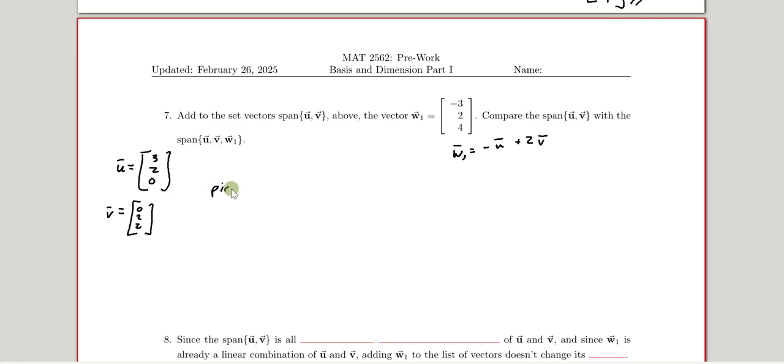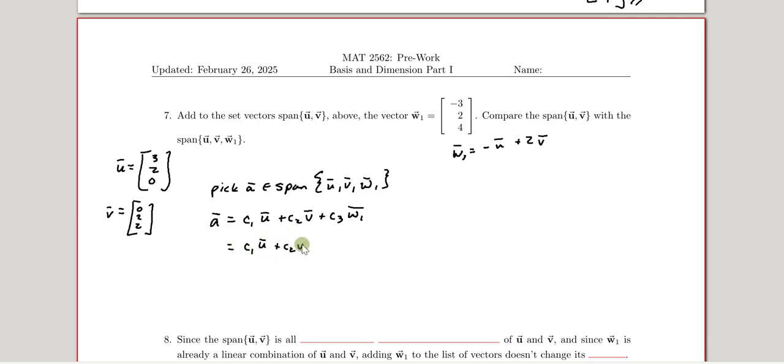Let's just pick a vector A in the span of this new set, the span of U, V, and W1. So I'm just picking any old vector that's a linear combination of these three vectors, and let's see what we can see. Well, by definition, that would mean that A is equal to C1 U plus C2 V plus C3 W1. But what did we say about W1? We said that W1 itself is already a linear combination of vectors U and V. So I could write W1 as minus U plus 2V. And if I do some distributing and collecting of terms, I would have (C1 minus C3)U plus (C2 plus 2C3)V.